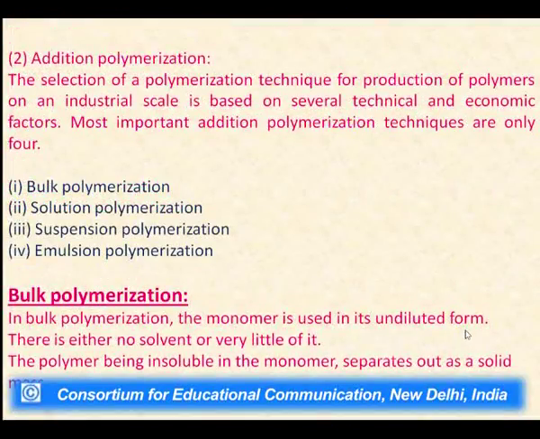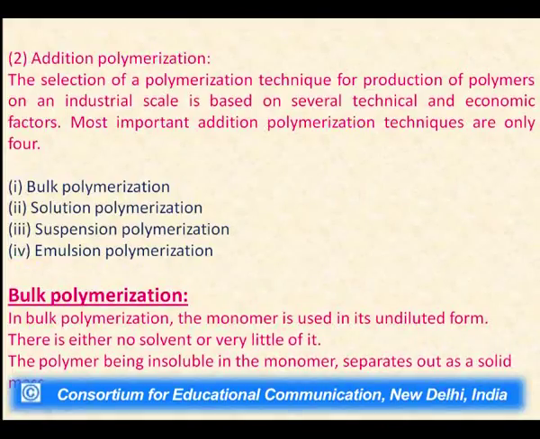Now, after condensation polymerization methods, next is addition polymerization. The selection of a polymerization technique for the production of polymers on an industrial scale is based on several technical and economic factors. The most important addition polymerization techniques are only four. One is bulk polymerization, second solution polymerization, third suspension polymerization, and the last one emulsion polymerization. We will discuss all four categories separately. First of all, we will discuss bulk polymerization.